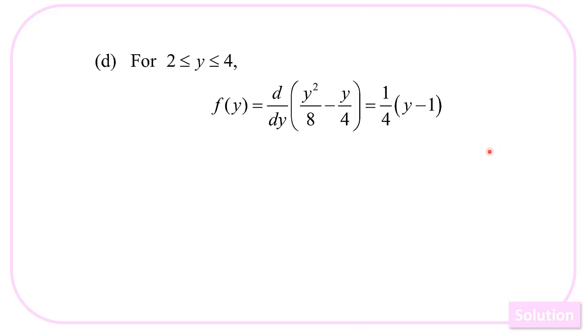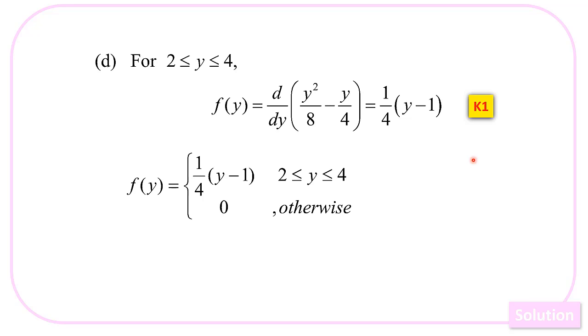For question D, we are going to find the probability density function. For a continuous distribution function, when we want to change from CDF to PDF, we have to do the differentiation. So differentiate the function. We have 1 over 4 times y minus 1. Write it down in function form. So we have 1 over 4 times y minus 1 from 2 to 4 and 0 otherwise, because when we differentiate 1, we get 0. So that is J1.